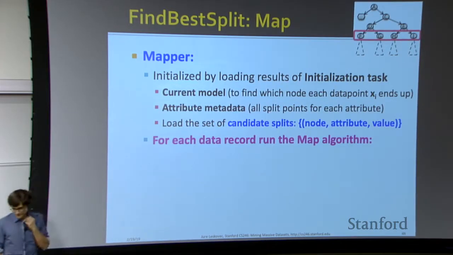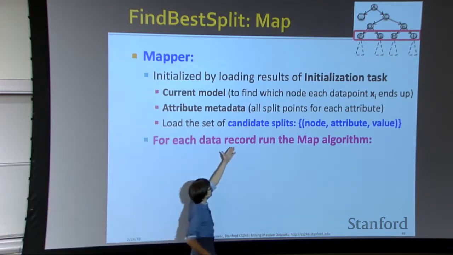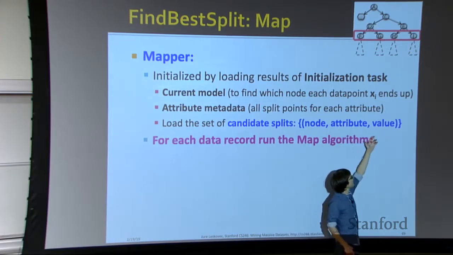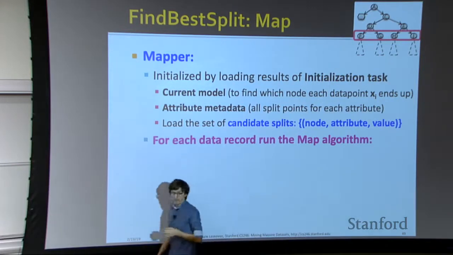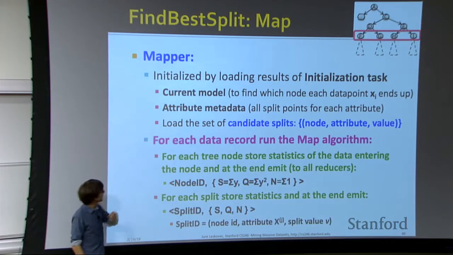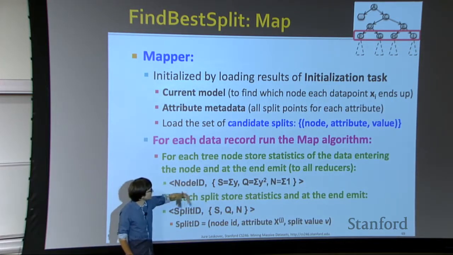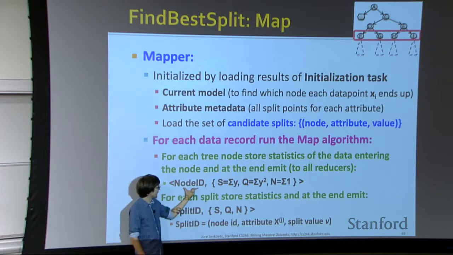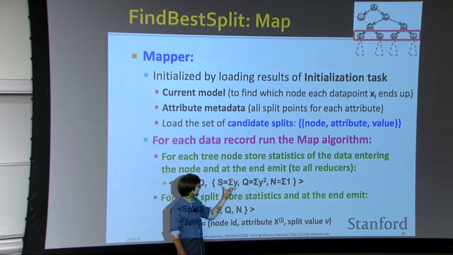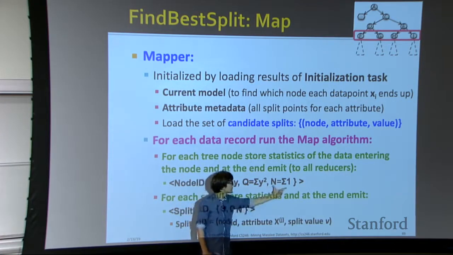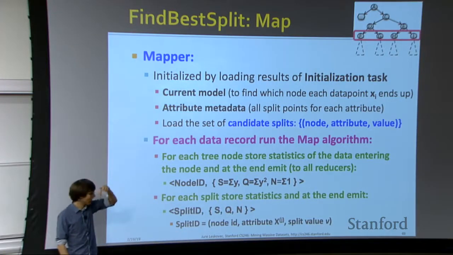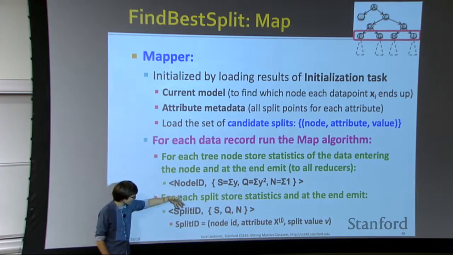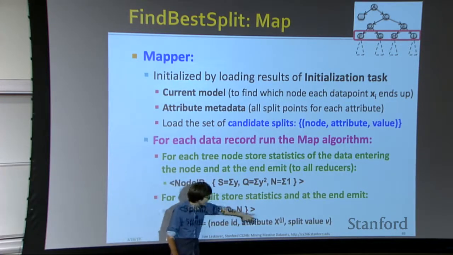So here is what the mapper will do. The mapper loads the results from the initialization task, loads the candidate splits, loads the current model, and then it loads the set of candidate splits: node, attribute, value, and the value on which we want to split. Then for each data record, the map function does the following. For each node in the tree, it stores the statistics about the data that reaches that node. So it says, for this node ID in the tree, this is the data that reaches it: sum of the y values, sum of the squares of y values, and the number of data points that reach that node. This is coming from the top. And then for each split, it keeps the following data. The split is node ID, attribute, and split value.